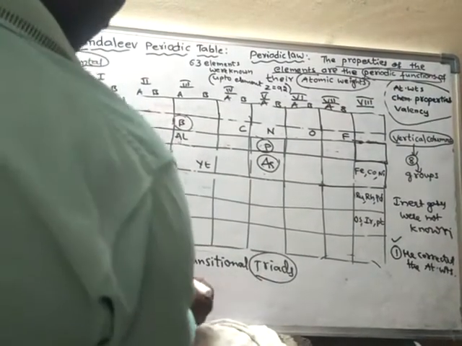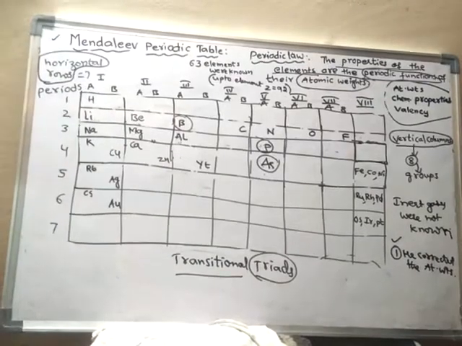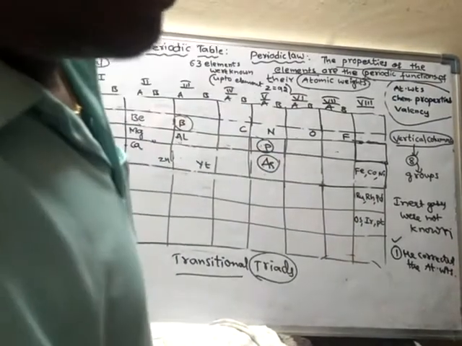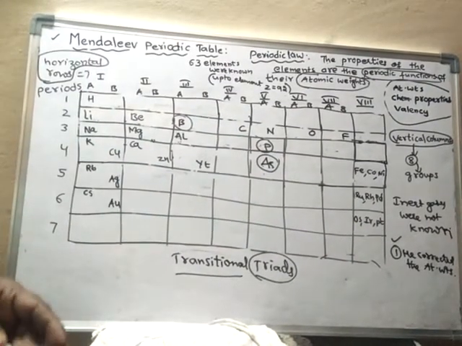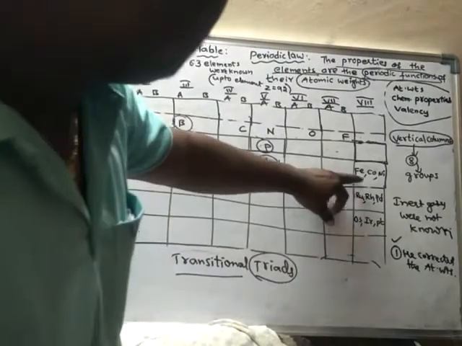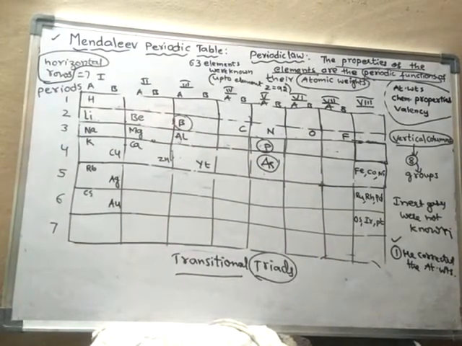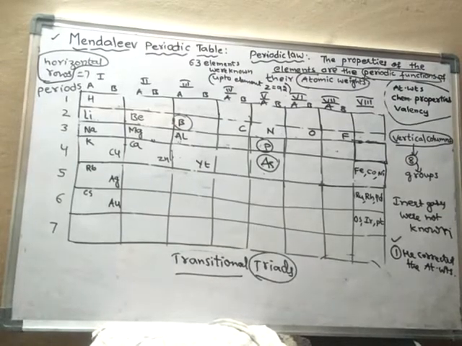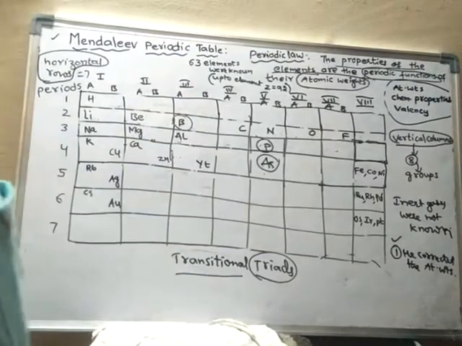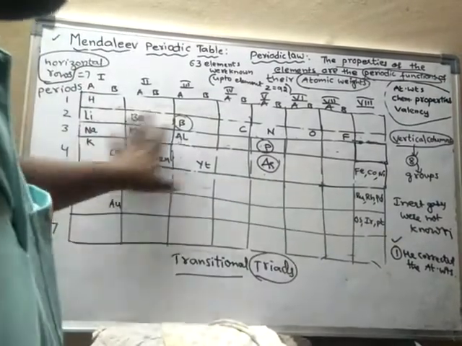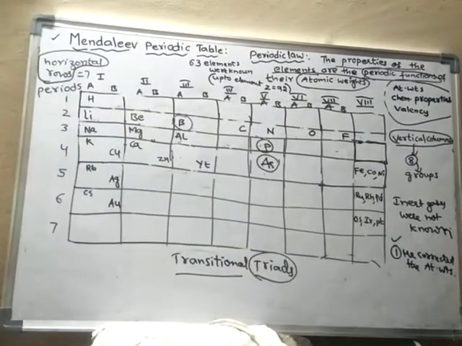So why did he give the name transitional triads to those elements? Because he thought that only these elements were transitional elements, and no other element is a transitional element. But in reality, there are so many transitional elements which were kept in the other part of the periodic table.